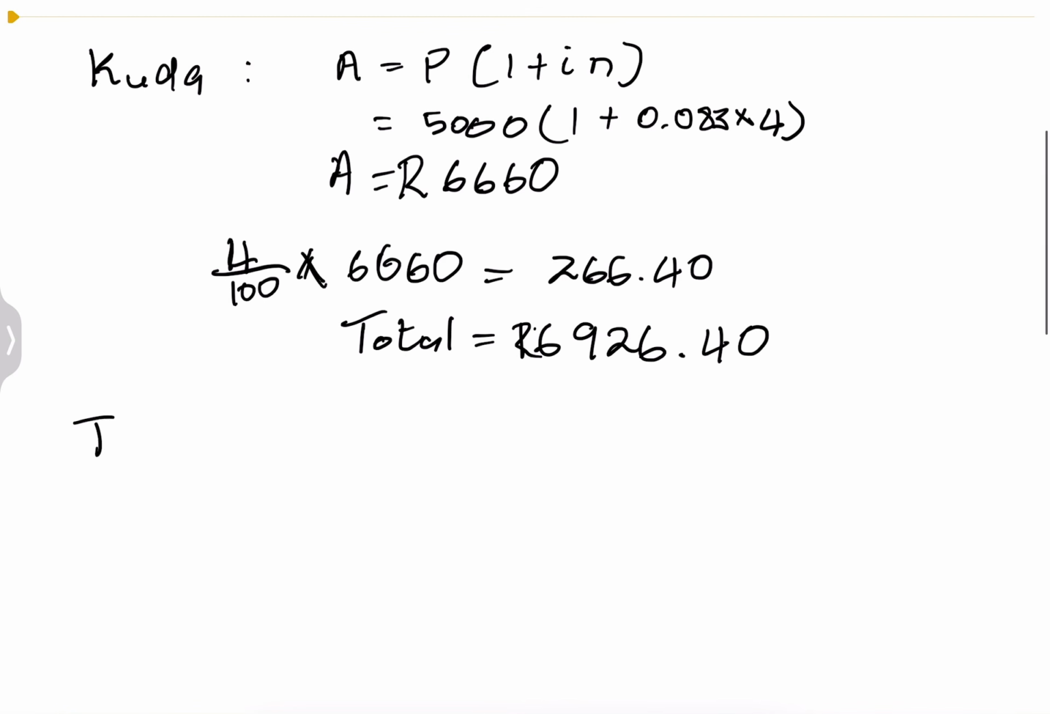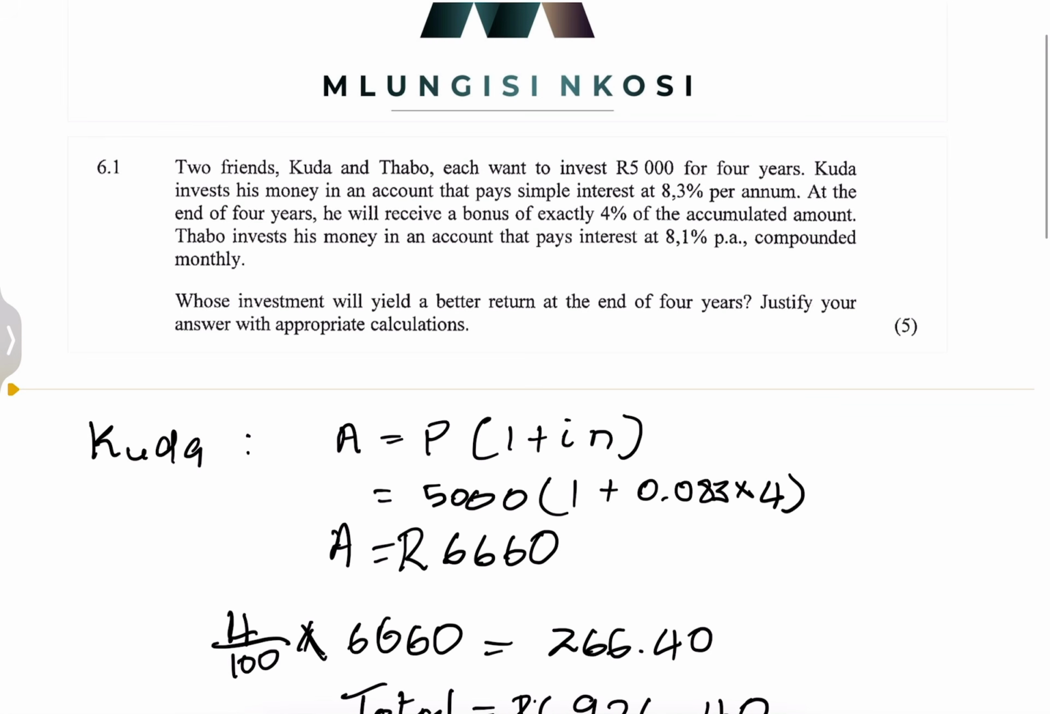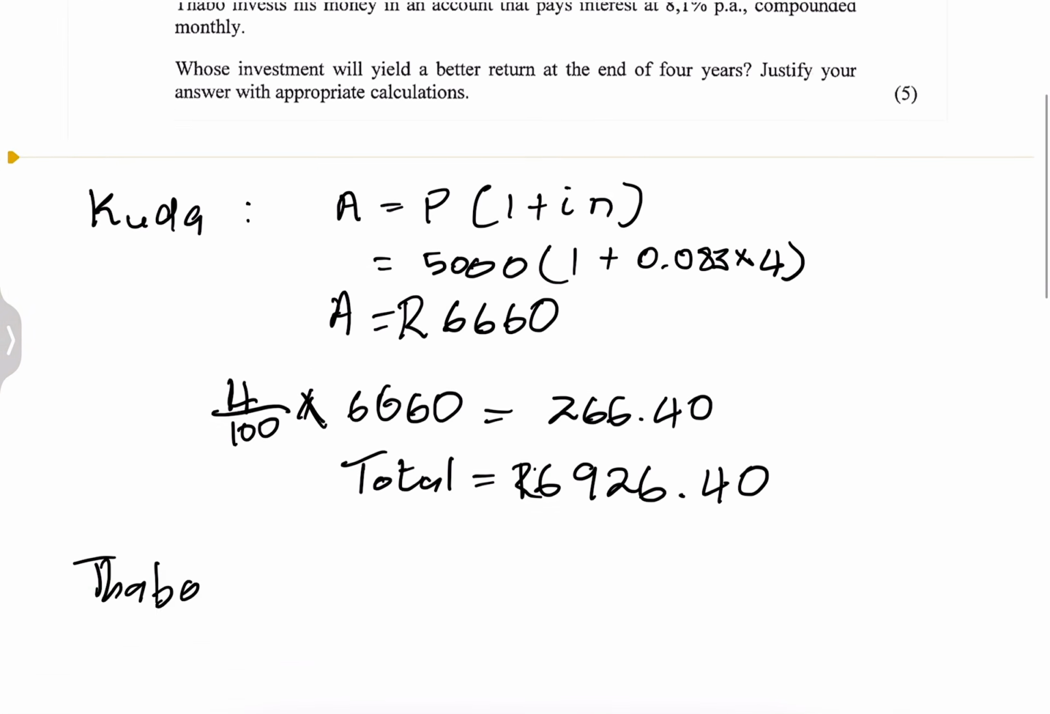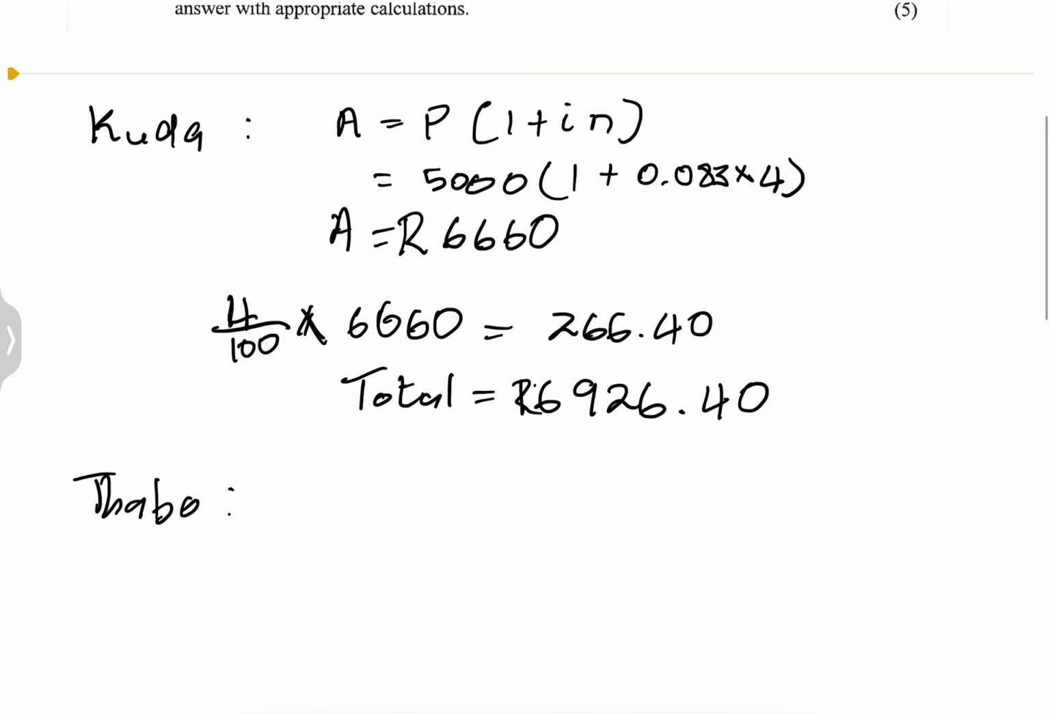Okay, so now we look at Tabo, and remember that Tabo was investing at 8.1%. That is at compound interest though, and it was compounded monthly, right? So in this case for Tabo, it's going to be A equals P times 1 plus, and please just make sure that you know your formulae, guys. So remember, because it's compound interest, I'm going to divide by the compounding period, and also multiply by it in the exponent.